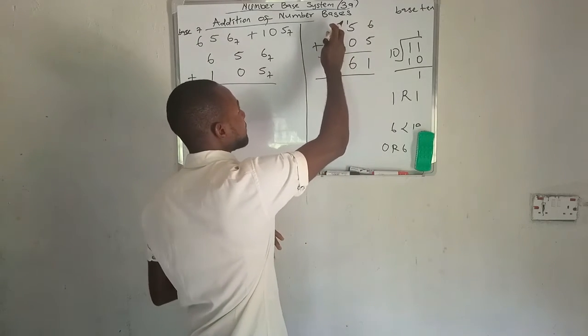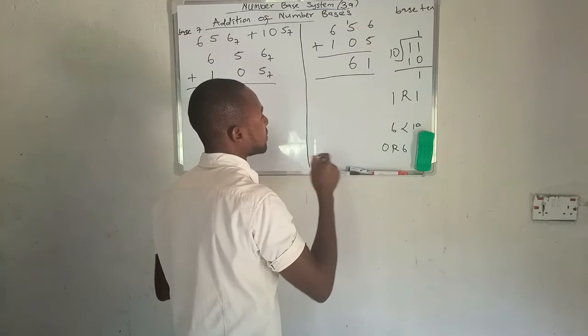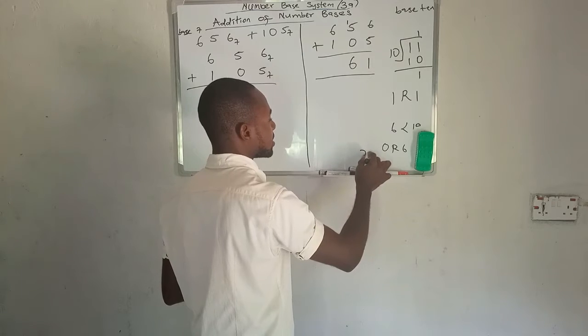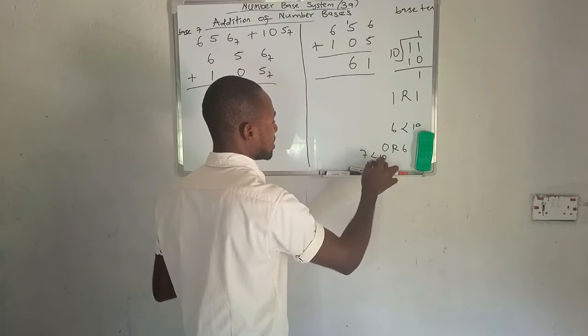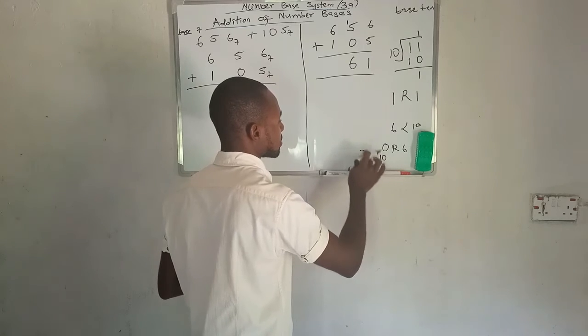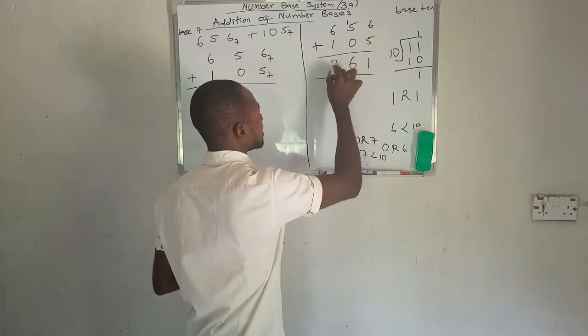And then we'll have 6 plus 1, and this will be 7, and also 7 is less than 10. So it's the same thing, 0 remainder 7. I'll write the remainder here.